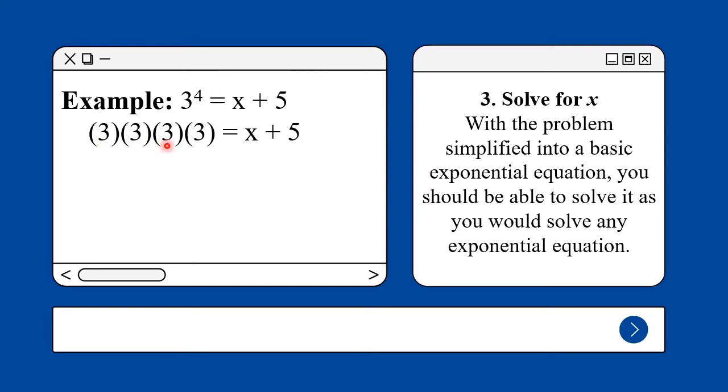To get the value of x in this equation, let's add negative 5 on both sides. So 81 minus 5 is equal to x plus 5 minus 5. 81 minus 5 is 76. 5 minus 5 is equal to 0. So we'll get 76 is equal to x. And then for the fourth step, let's write our final answer. So that will be x is equal to 76.